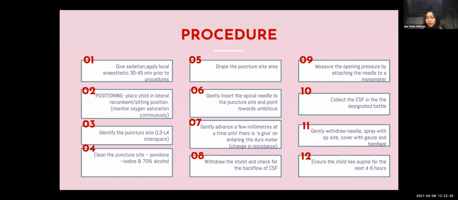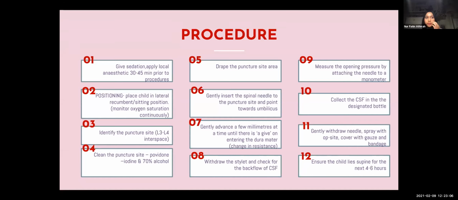During the penetration, we may feel some resistance as the tip of the needle passes through the interspinous ligament. We gently advance a few millimeters at a time until we feel a characteristic pop. This pop indicates the needle has penetrated the dura mater and entered the subarachnoid space. Then we withdraw the stylet and check for backflow of CSF. When the CSF returns, we can measure the opening pressure by attaching the needle to a manometer, and then we collect CSF in the designated bottles.